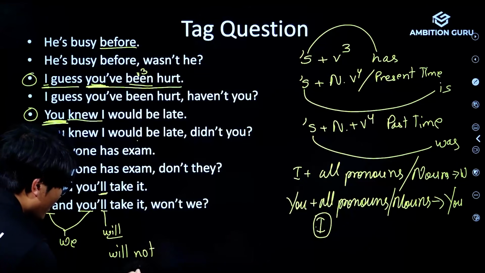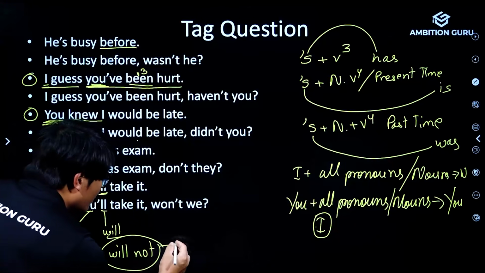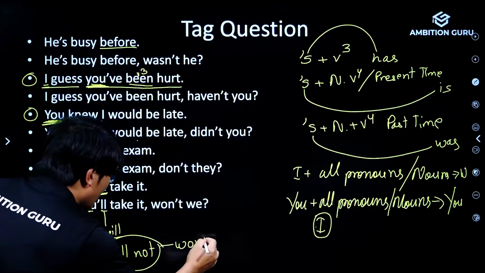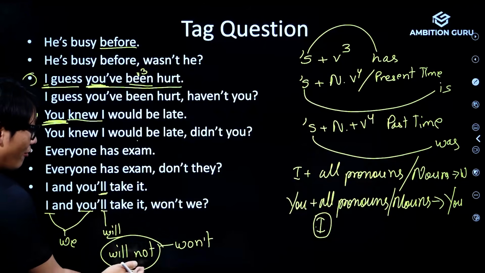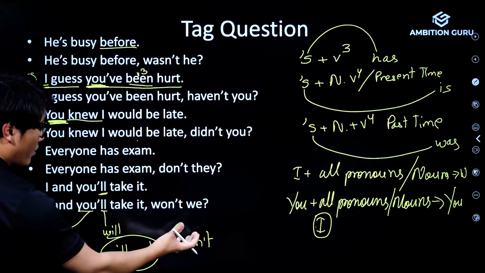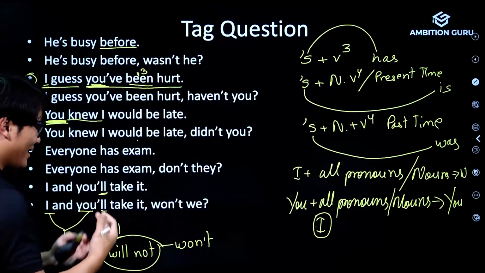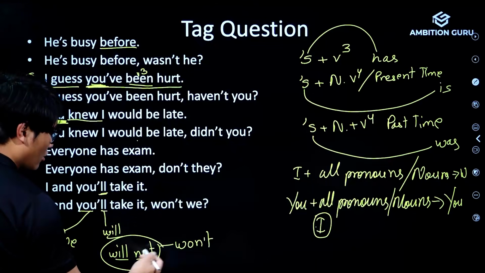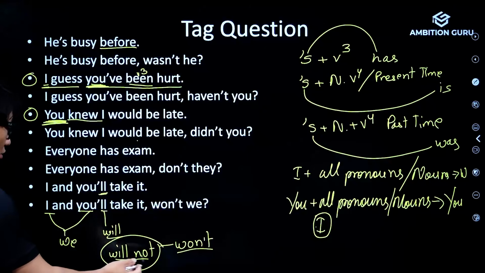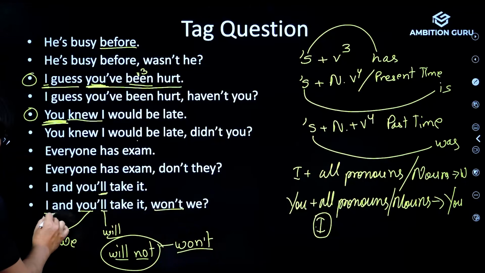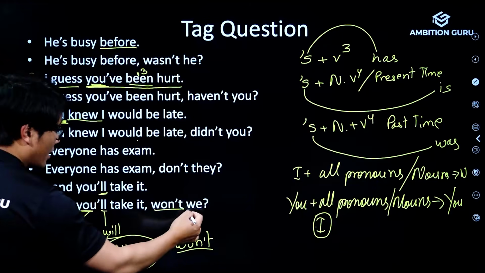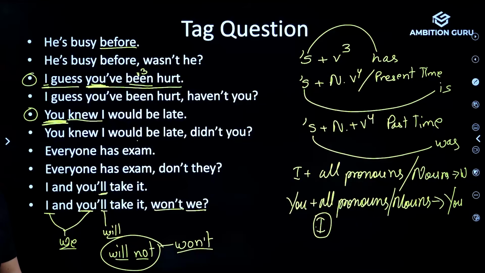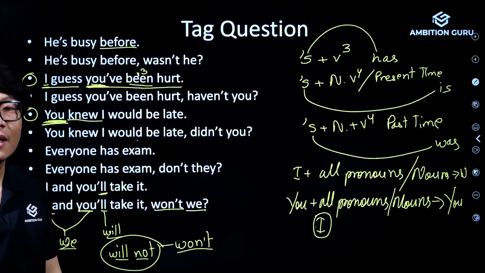And obviously when we combine it, it becomes the short form, that is "won't", because we can't write the full form in a tag question. So we need to combine them. So "will not" short form is "won't". And here, "I and you" means "we". So here is "we". Why not "shall"? Okay, it can also be "shall", but most of the time we use "will".